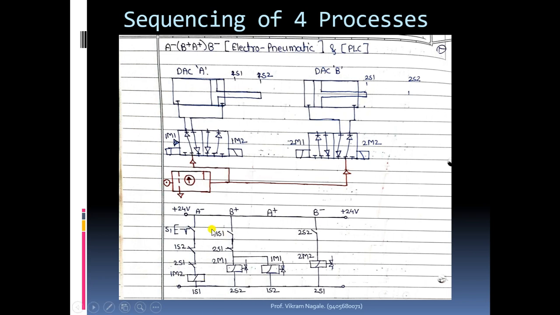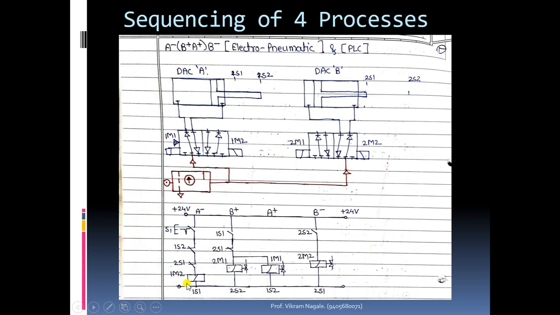So see, this is the first line, and then we'll go one by one and we'll see what is happening. So let's see, initially everything is set, and initially these cylinders are as per the initial conditions. So it's at 1s2 and this is at 2s1. So 1s2 and 2s1 limit switches are in press condition.